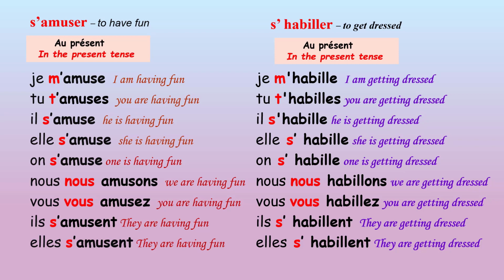In the same way, it is je m'habille, getting myself dressed, tu t'habilles, getting yourself dressed, il s'habille, he's getting dressed himself, elle s'habille, she's getting dressed herself, on s'habille, one is getting dressed oneself. Nous nous habillons, we are getting dressed ourselves. And vous vous habillez, you are getting dressed yourselves in the plural form. Ils s'habillent, they are getting dressed themselves. Elles s'habillent, they are getting dressed themselves.